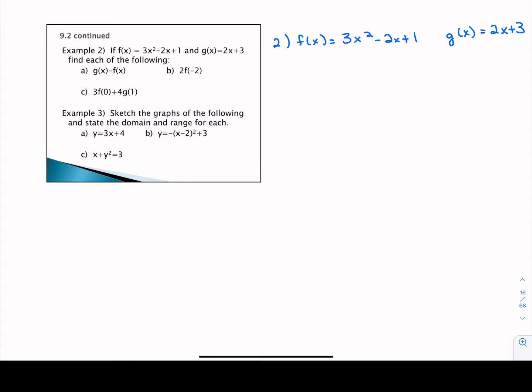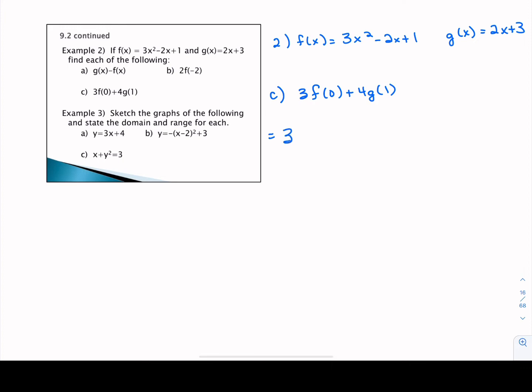Now the last example in this set, part C, looks very different. We've got 3 times f at 0 plus 4 times g at 1. Now, sometimes I have students who evaluate these kinds of expressions in parts. So they'll calculate f at 0, then multiply by 3. They'll calculate g at 1 and then multiply that by 4. But I find it sometimes a little bit awkward to pull all those things back together and not make any sign errors or miss certain parts. So I'm going to write this all in at once.